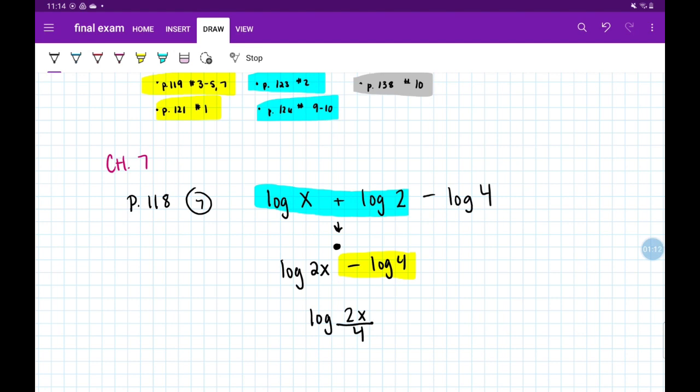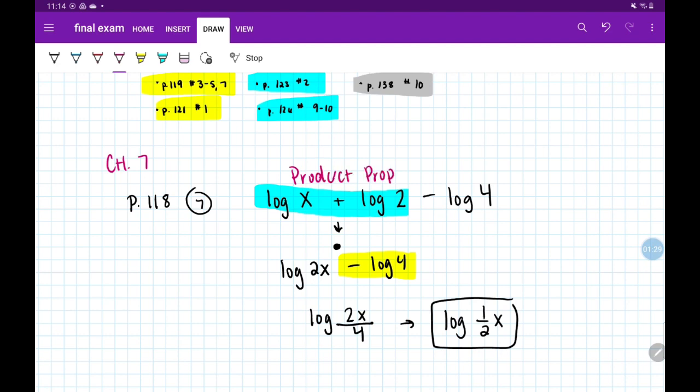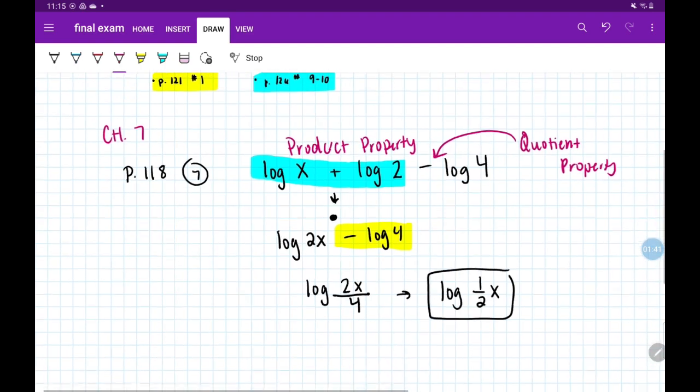So this would actually go down to log 1/2 x. It doesn't say you have to do it, but you should know how to do that. So the plus sign is the product property. The minus sign is the quotient property. So that's condensing.